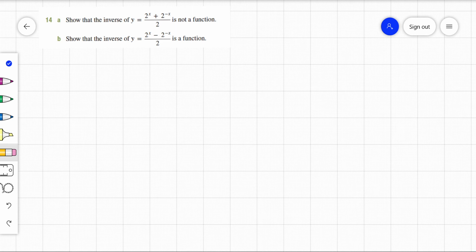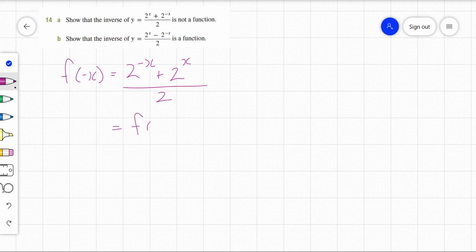Alright, so we're just looking at 14a here, show the inverse is not a function. What we do know, you can quite easily see, is that when I put x in, one of the twos has a positive x and one of the twos has a negative x. So if you think of putting f of negative x in, you can see we're going to get 2 to the negative x plus 2 to the positive x, over 2, which is exactly the same as the original function.